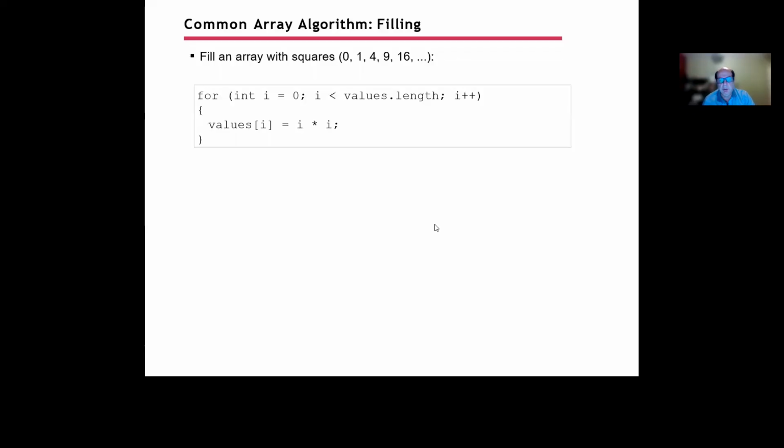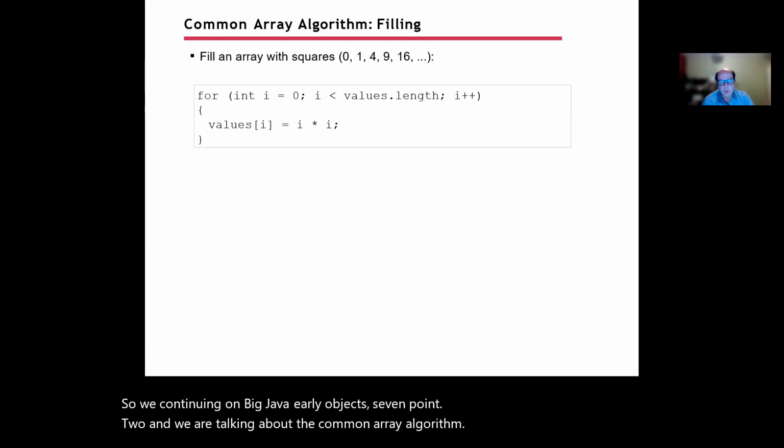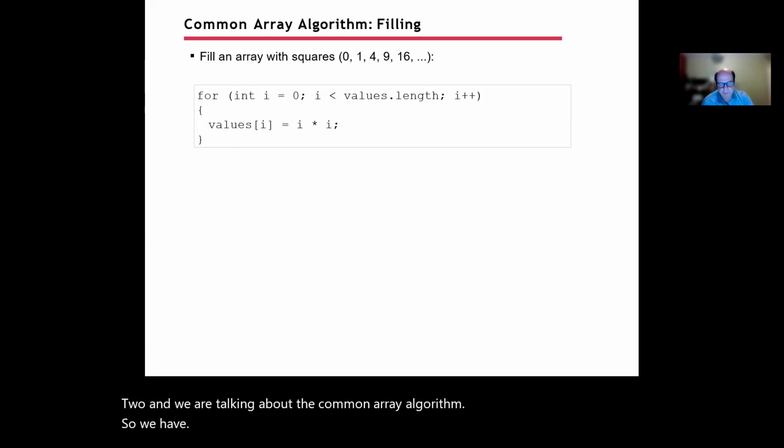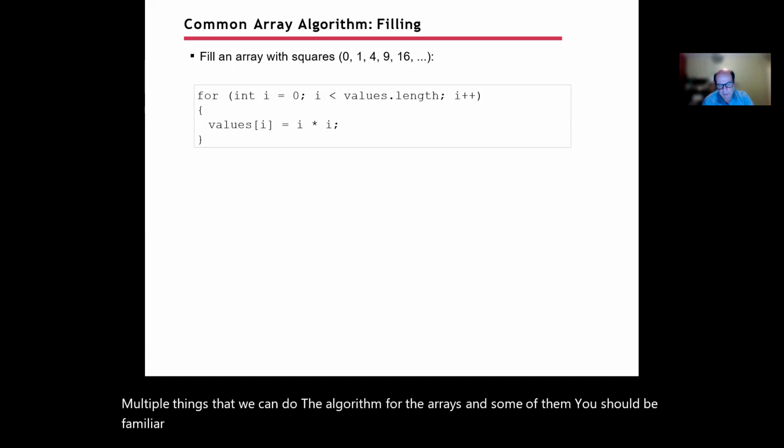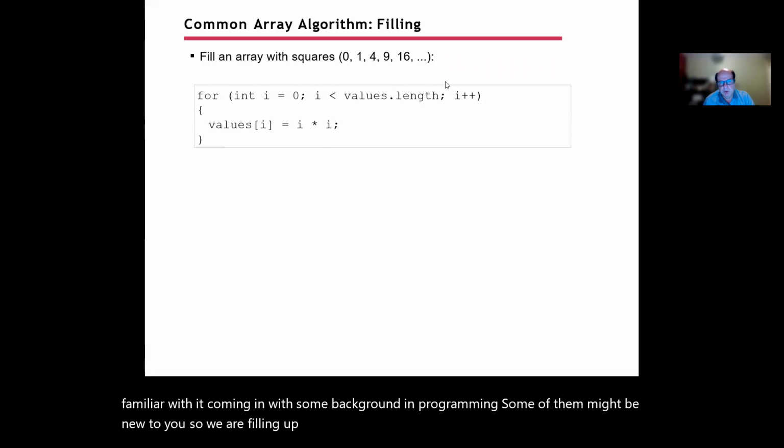Okay, so we're continuing on Big Java Early Objects 7.2, and we are talking about the common array algorithms. We have multiple things that we can do with arrays. Some of them you should be familiar with, coming in with some background in programming, and some of them might be new to you. So we are filling up my array with some sequence.